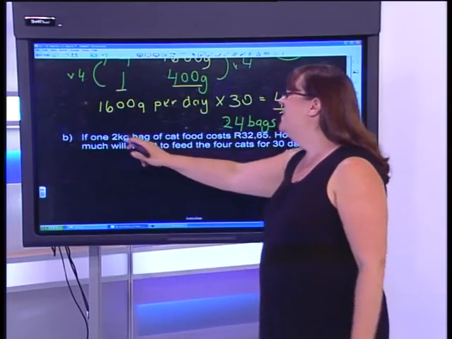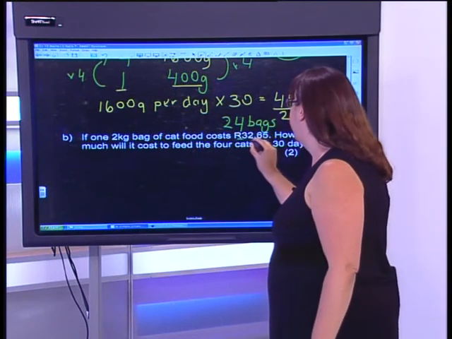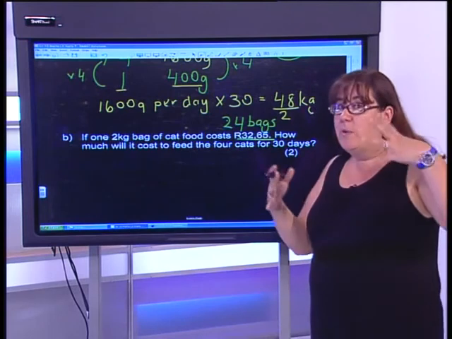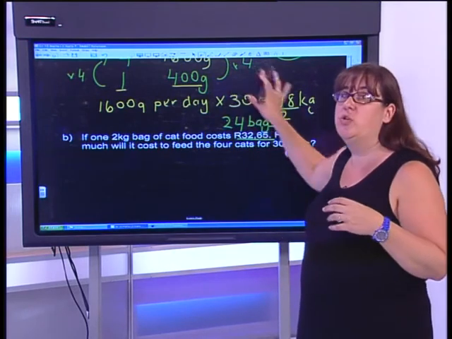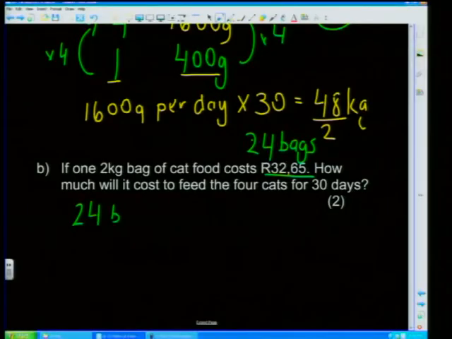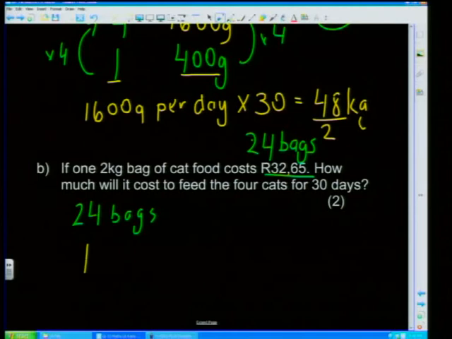Thanks for that, Indy. Right, so if 1 2-kilogram bag of cat food costs 32 Rand 65, how much will it cost to feed the 4 cats for 30 days? Well, now we've actually got some form of idea and we're going to use our answer from A. We need 24 bags. I've got 3 pieces of information because I know that 1 bag costs 32 Rand 65. So now I want to know how much is 24 bags going to cost.